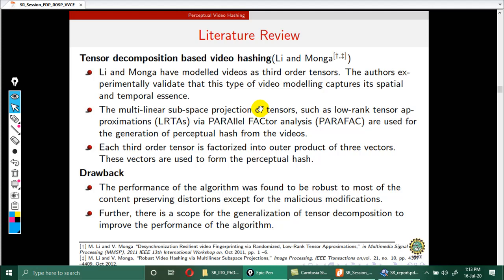Basically, this is a multilinear subspace projection technique. The video is treated as a third order tensor. A tensor is nothing but a multi-dimensional array. For example, a matrix is a tensor of order 2, a cube is a tensor of order 3. So that's it. The performance of this algorithm was found to be robust to most of the content preserving distortions except for the malicious modifications. Further, there is scope for the generalization of tensor decomposition to improve the performance of the algorithm.